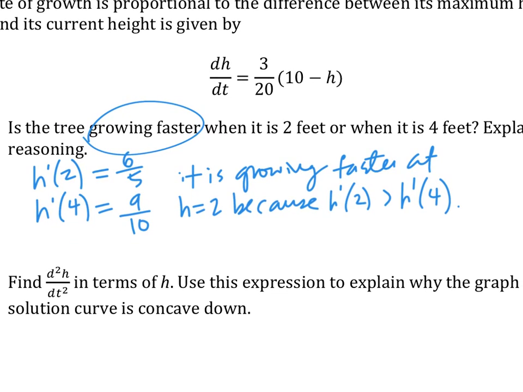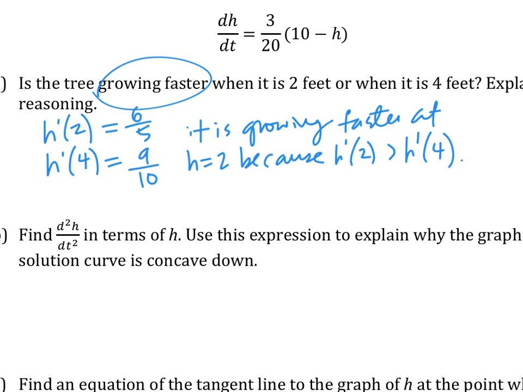All right, next. Find the second derivative in terms of h. Use this expression to explain why the graph of the solution curve is concave down. Okay, find it first, and then we'll talk about the explanation. So this is the kind of question that they will ask, where h is somewhere in there, and now it's a little bit tricky. We know that dh dt is this whole function up here. If you're not used to taking a derivative of that, you should probably multiply it out, so it's easier.